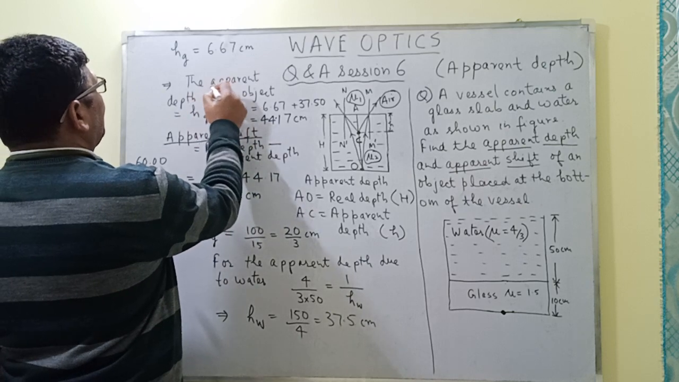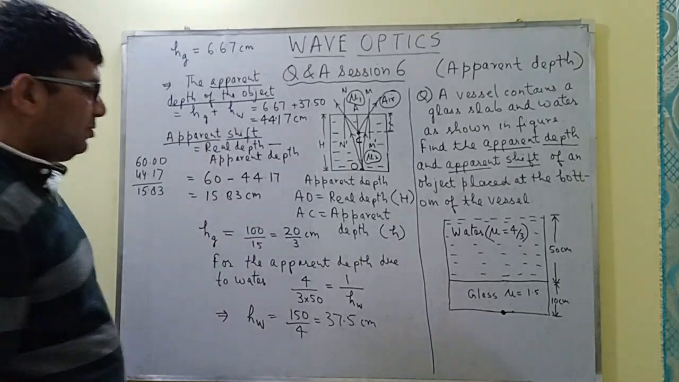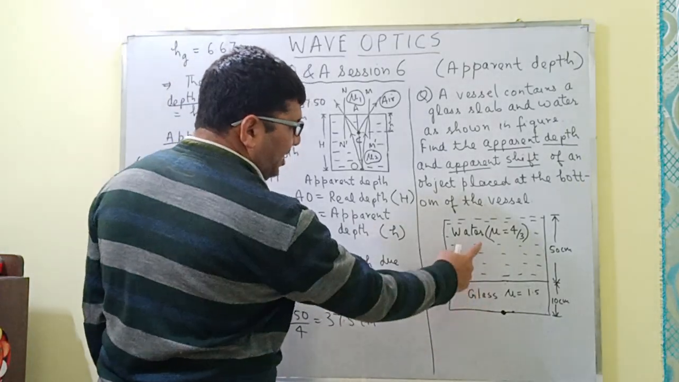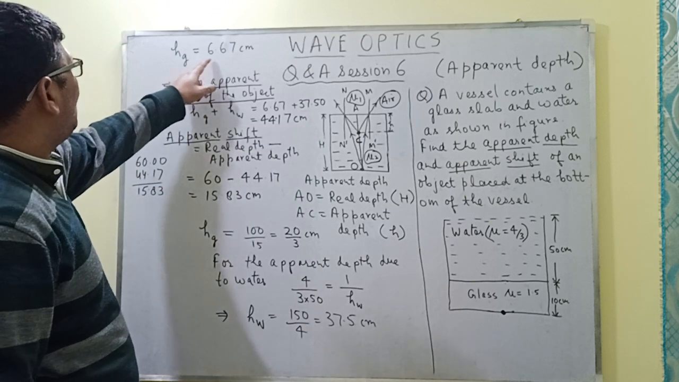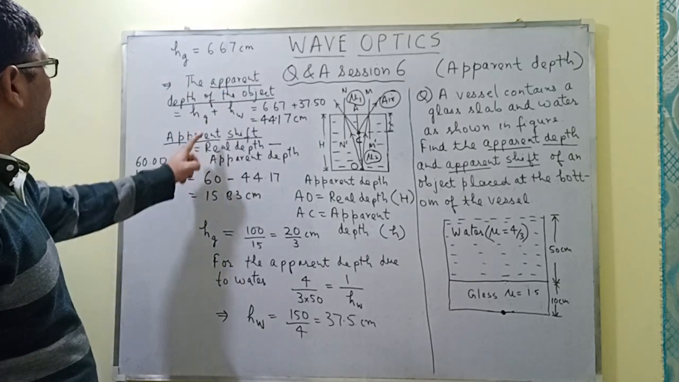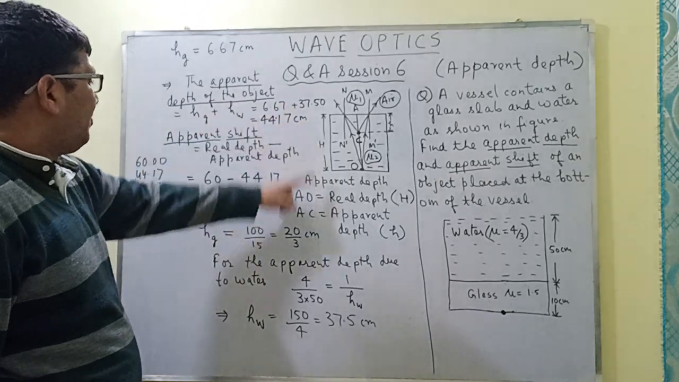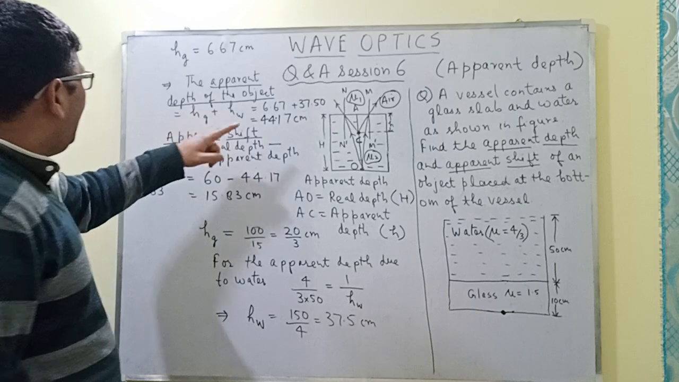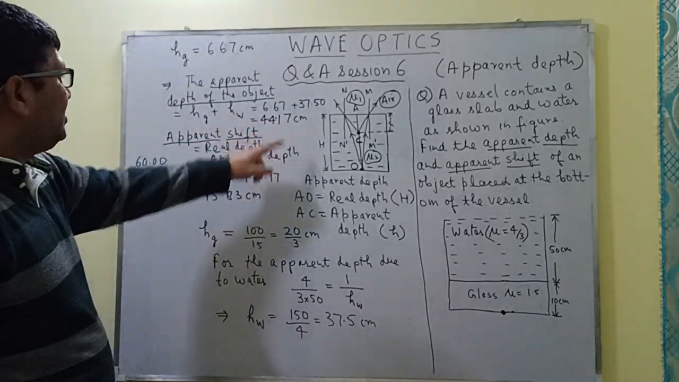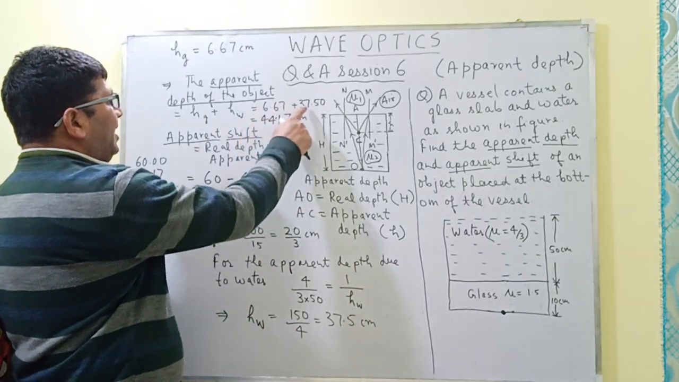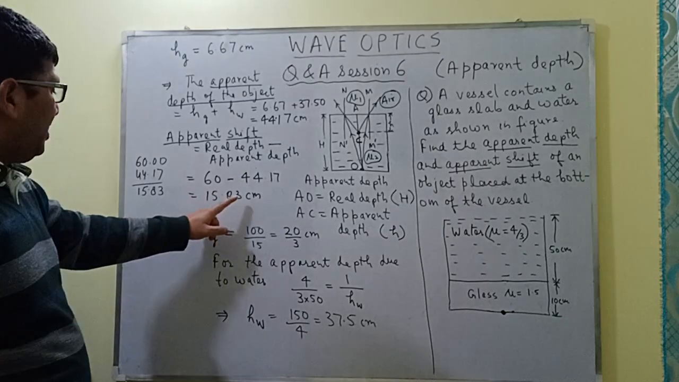And the apparent depth of the object is due to this glass medium and this water medium. So the apparent depth due to the glass was equal to 6.67 centimeter, and the apparent depth due to this water medium was equal to 37.5 centimeter. So adding up, the apparent depth of this object is equal to 44.17 centimeter, and the apparent shift is equal to real depth minus apparent depth. So this is equal to 15.83 centimeter.